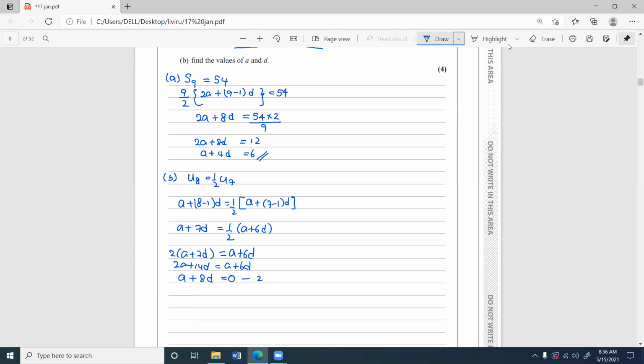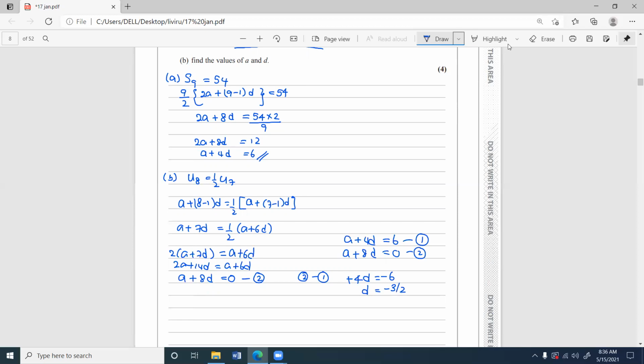Now you get two equations. You can solve these two. a plus 4d equals 6, my first equation. a plus 8d is equal to 0, my second equation. Then what you can do here is subtract, 2 minus 1. The a terms cancel each other. 8d minus 4d is 4d, equals 0 minus 6. Sorry, this is plus 4d and 0 minus 6 is minus 6. Therefore, d becomes minus 3 over 2.